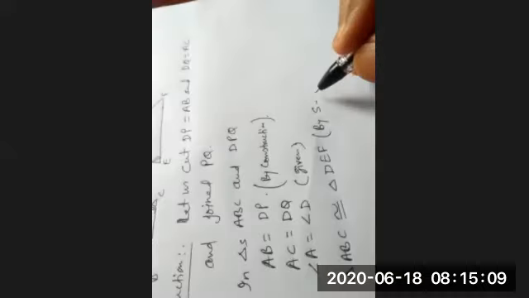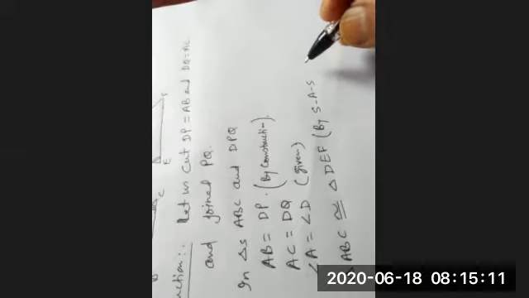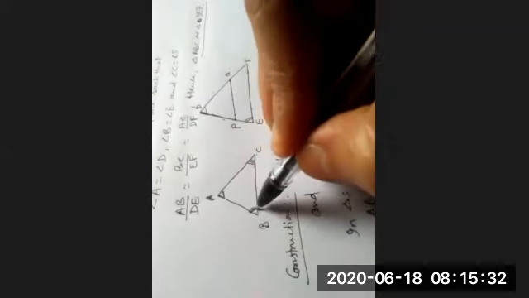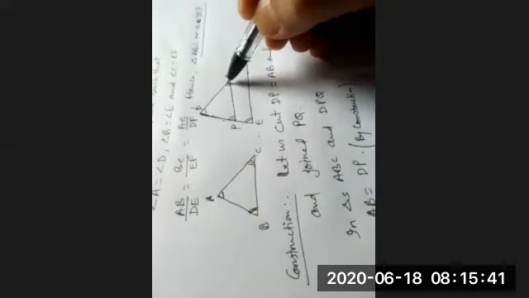By side angle side congruency. This means that if these two triangles are congruent, then angle B is also equal to angle P. This angle is equal to this angle P, and this angle C is equal to angle Q also.